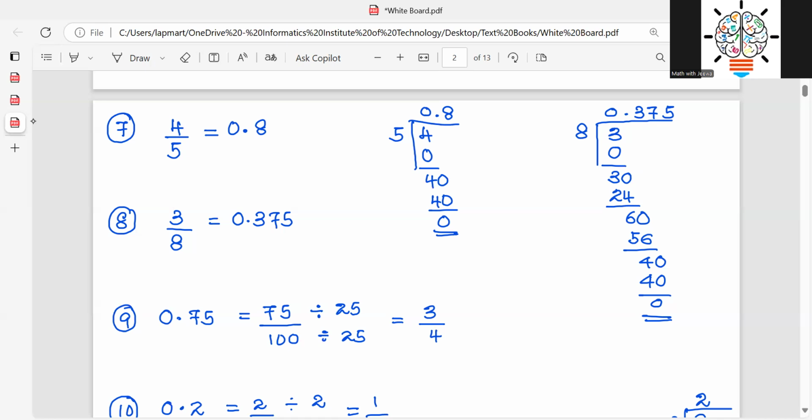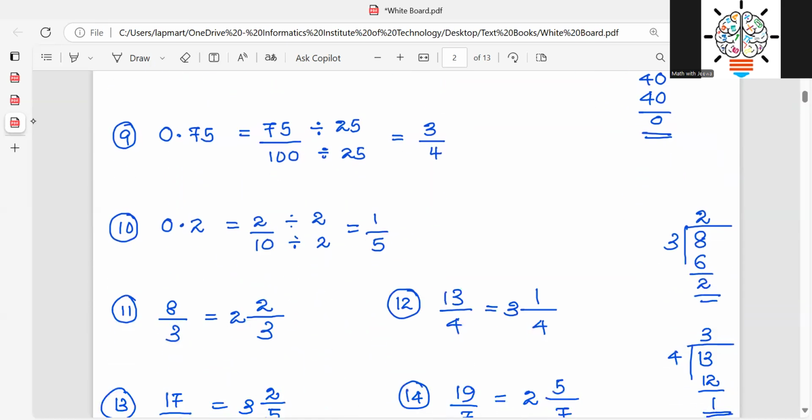You don't get 0 like this. It's recurring, it's going on. So then it is something else that we are discussing later. How you are going to write the answers, how you are going to write the recurring decimals, we'll see them later. So for the time being, you want to deal with these kind of decimals.